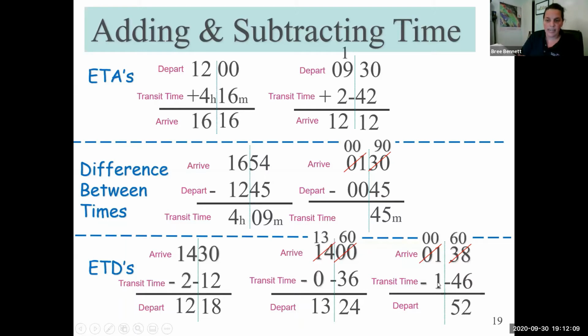And then 0 minus 1, we can't do that. So our 0 turns into 24. And then we have 24 minus 1. So we need to leave at 23:52 in order to get there at 01. So we're crossing that line where it goes from one day to the other, where it goes from the 2400 to 0 or 01.